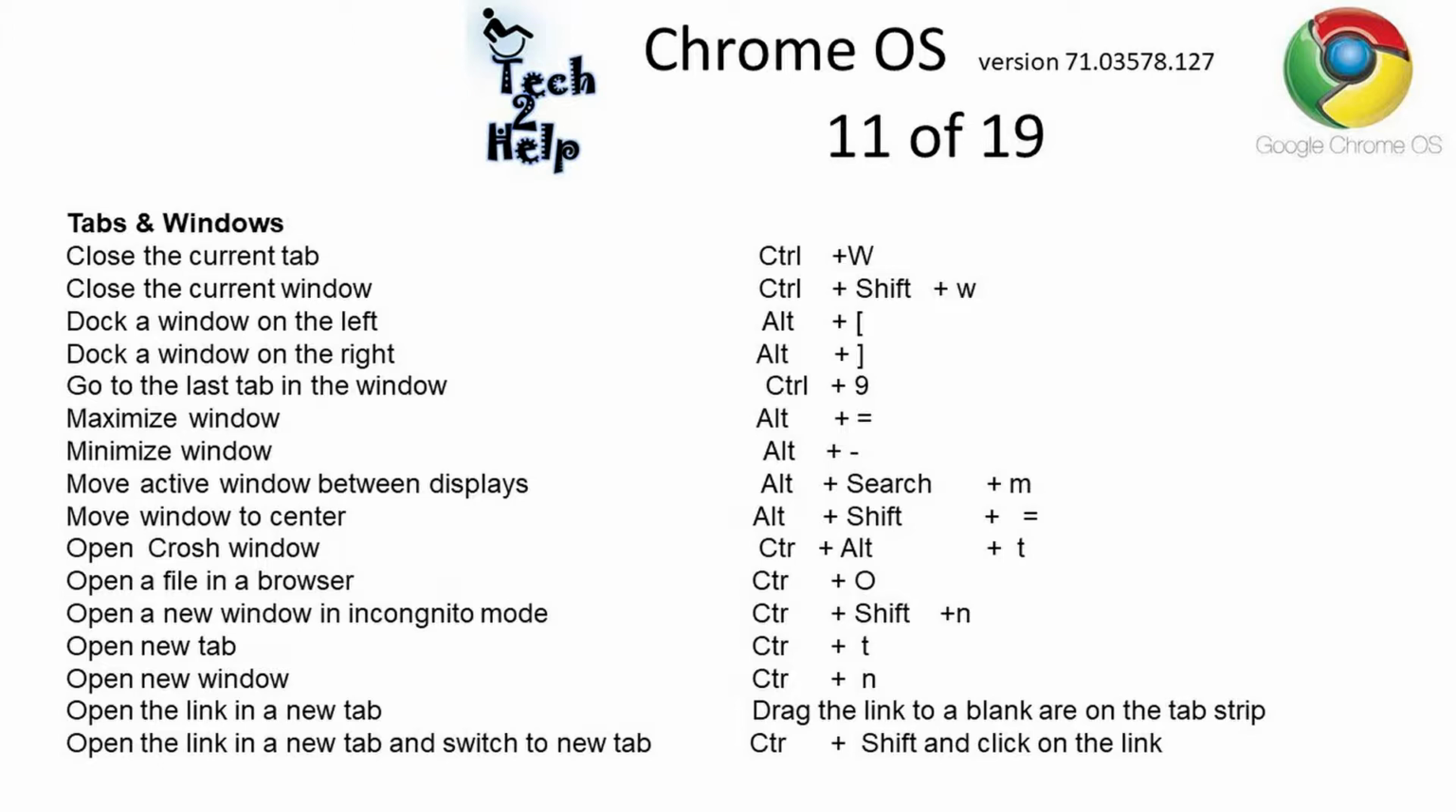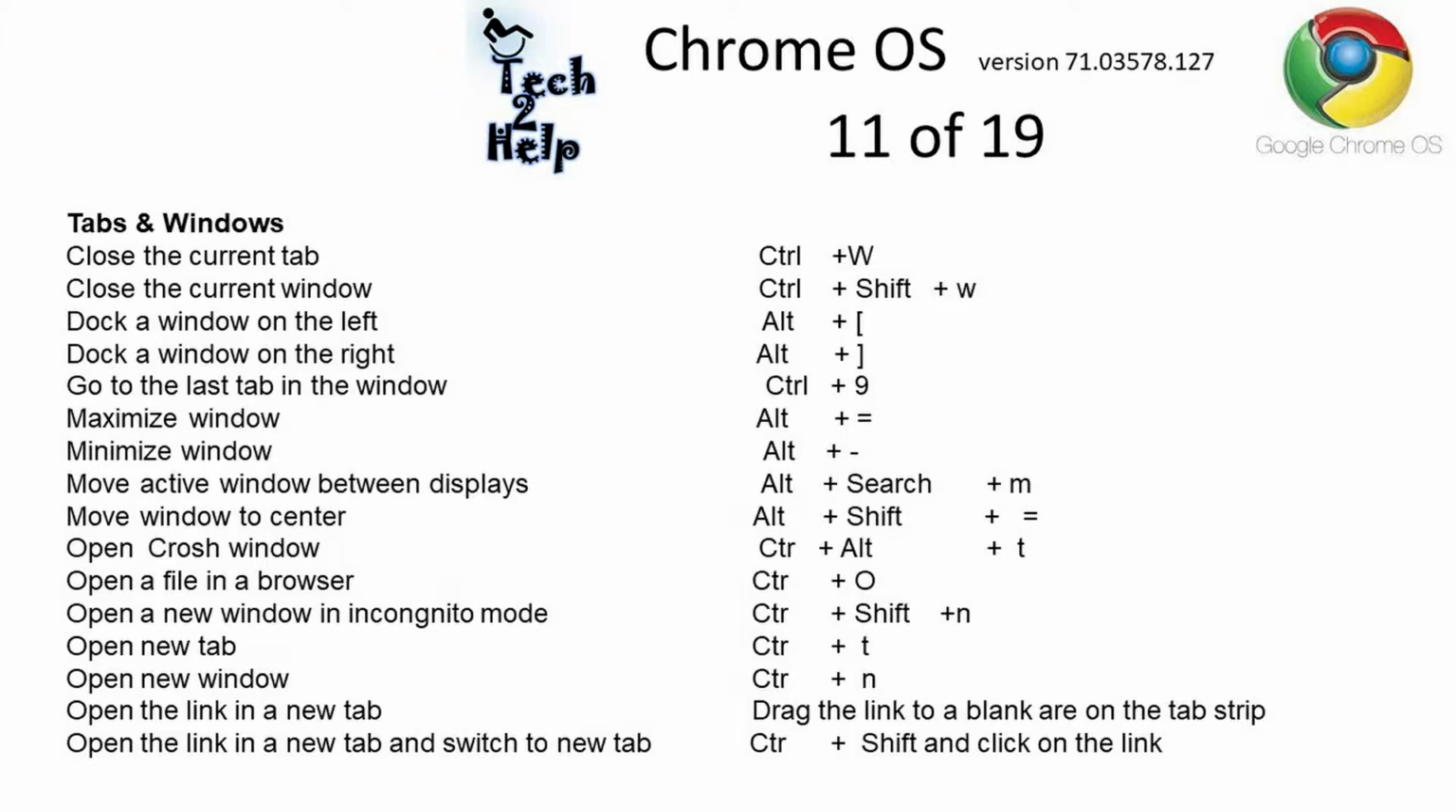Chrome OS version 71.03578.127, 11 of 19. Tabs and windows. Close the current tab: Control plus W. Close the current window: Control plus Shift plus W. Dock a window on the left: Alt plus. Dock a window on the right: Alt plus. Go to the last tab in the window: Control plus 9. Maximize window: Alt plus equals.